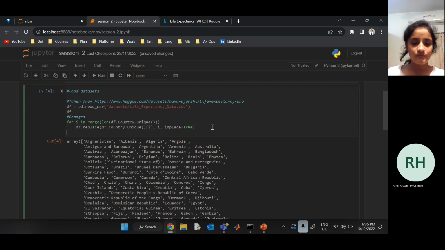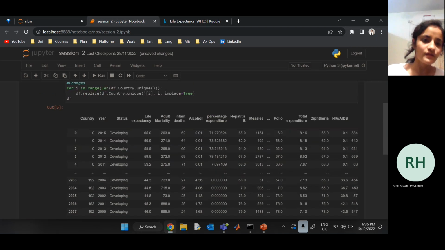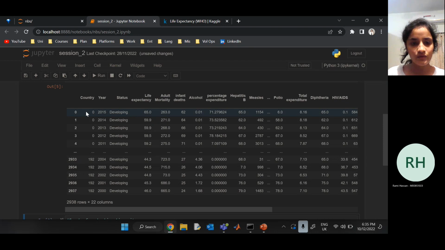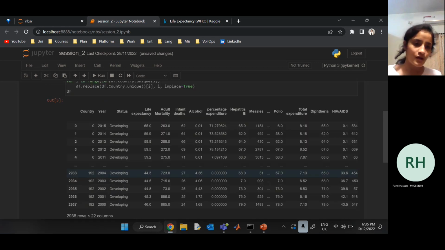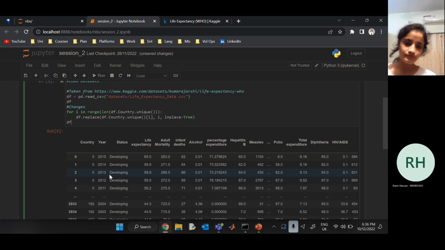Okay, so I'll just show you how the data frame looks now. As you can see, countries have been changed from 0 to 192, so all the countries have been changed to their corresponding indexes. One more change is, as you can see, status is equal to developing and developed. It's written in strings. We need to change this as well. Now we clearly know that there aren't 192 values for this. The unique values are just developing or developed.